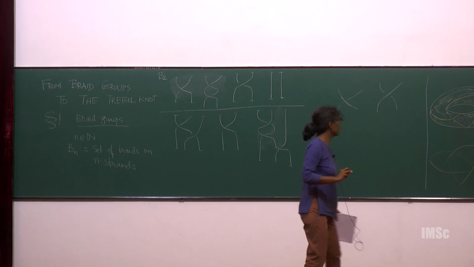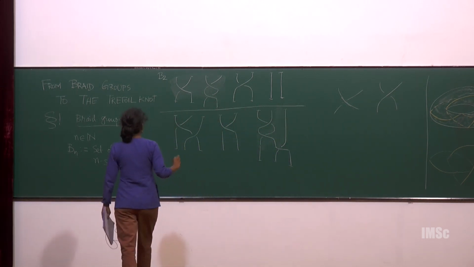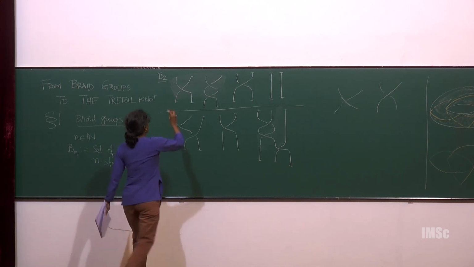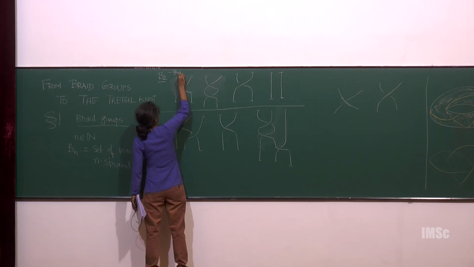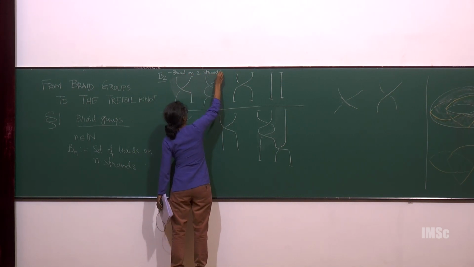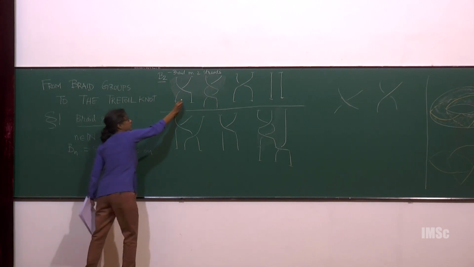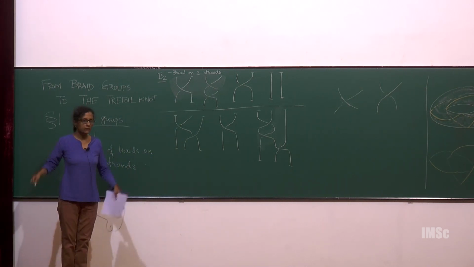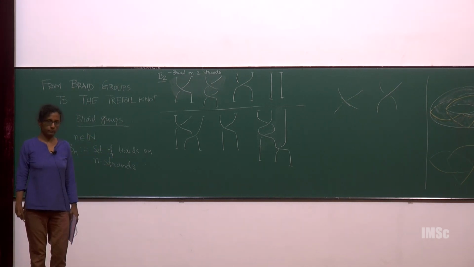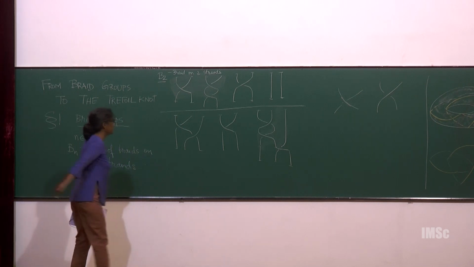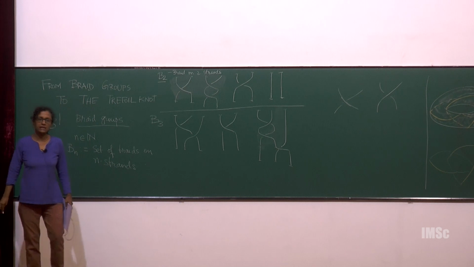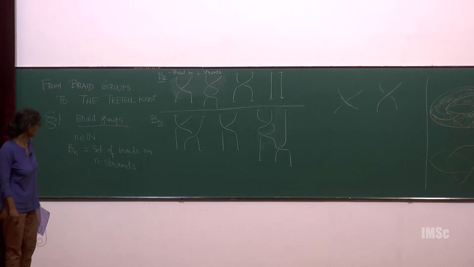So we count an element in B2, which is a braid on 2 strands. A braid on 2 strands is one of these pictures. Take 2 strings and make them travel down, and in the middle they can do any number of crossings that they want. So each of these is a braid, and these are braids on 3 strands. So these are elements in B3.